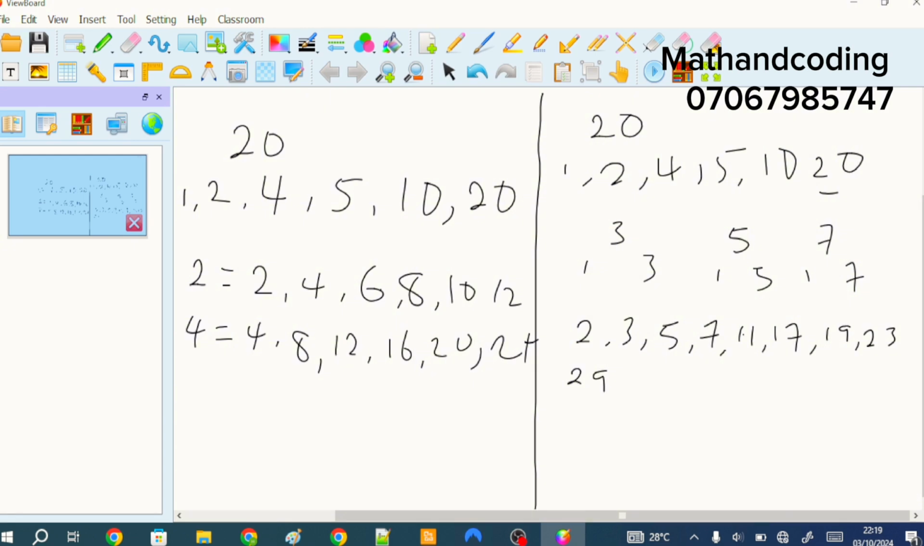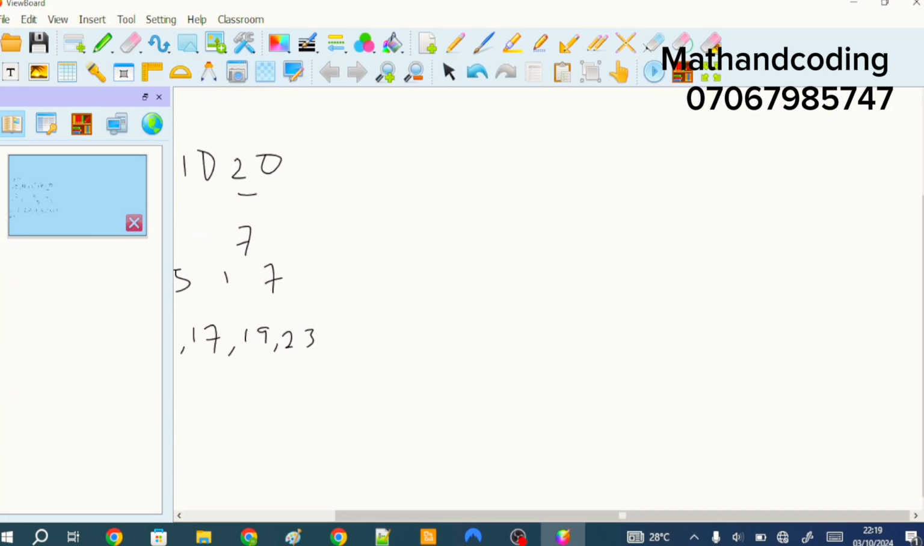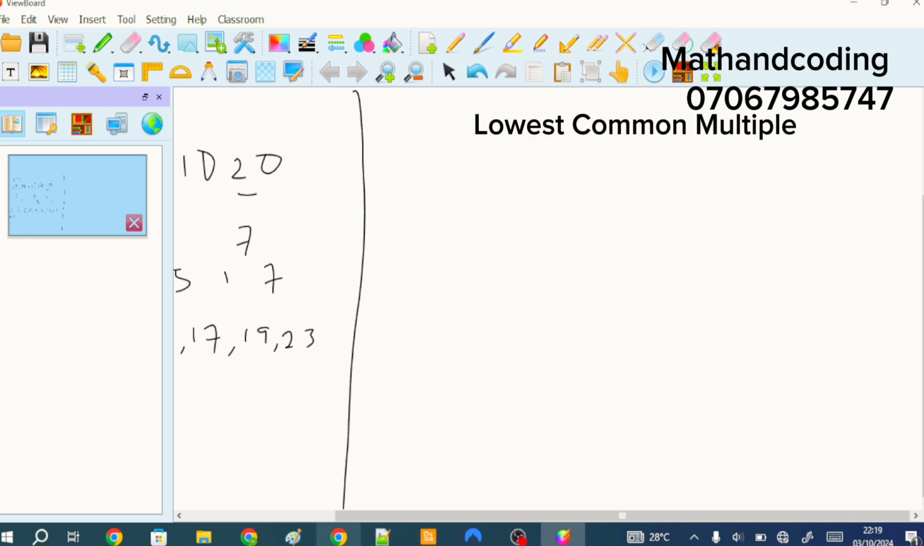Okay, so let's move on to something else that is very important. We're going to look at the concept we call LCM. Remember we talked about multiples briefly. LCM stands for lowest common multiple. So what does that mean? We talked about multiples: numbers we get by multiplying a number by different non-zero numbers.